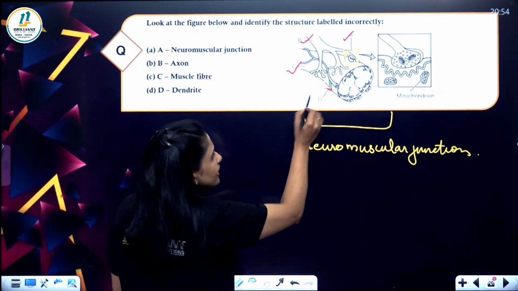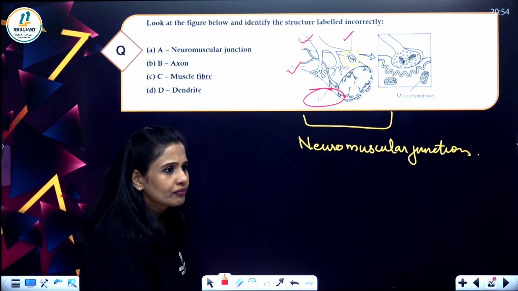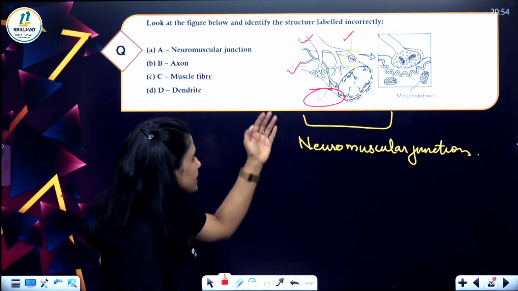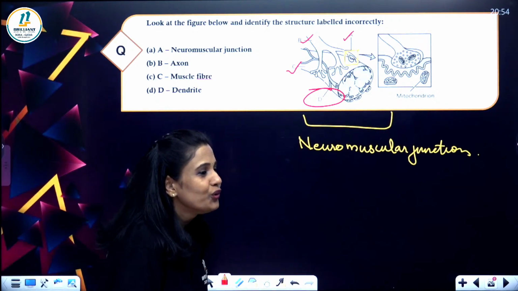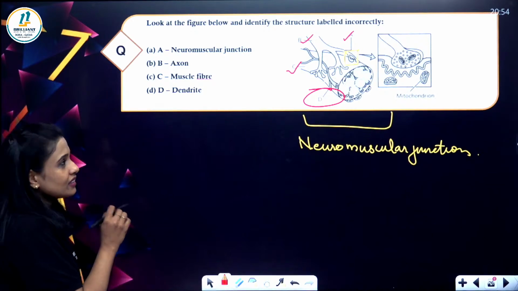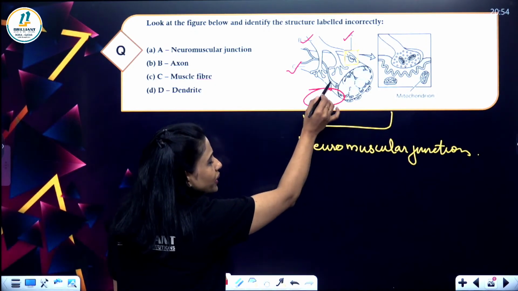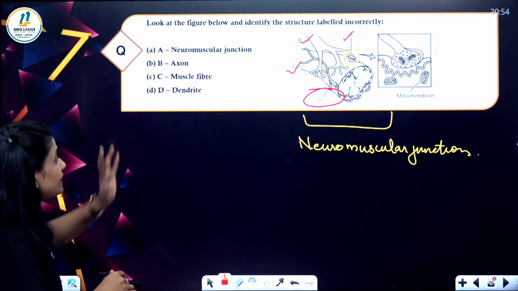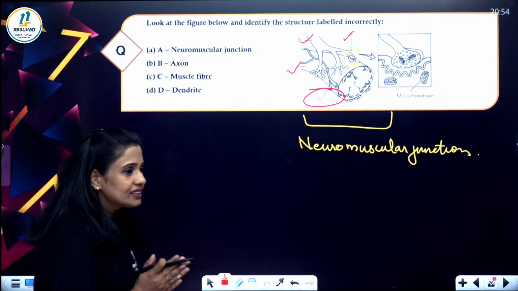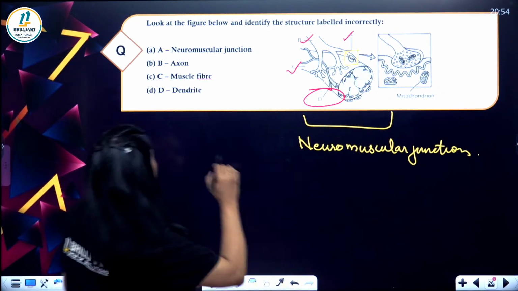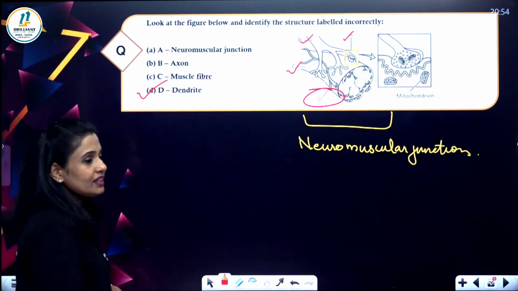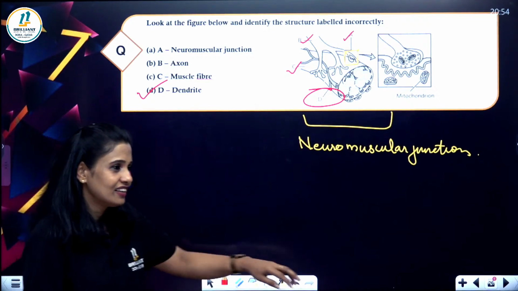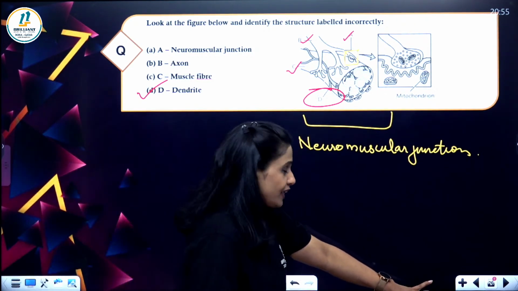Now see here D, dendrite. Is it a dendrite? Do you think it is a dendrite? No, it is a capillary. Here you are seeing a capillary. So which is the wrong option? Here it is D. D is the wrong option. The correct answer is option D. Okay. Very good. Let's do the next question.